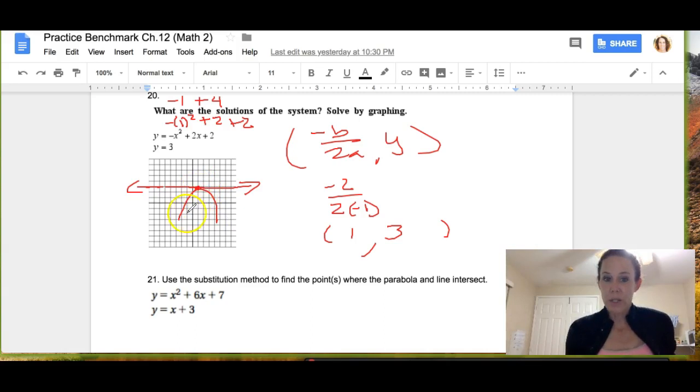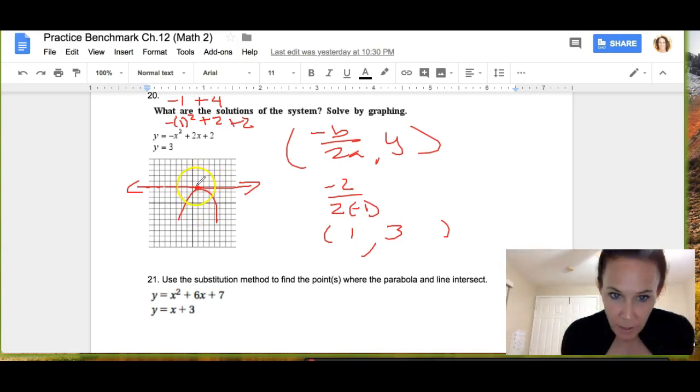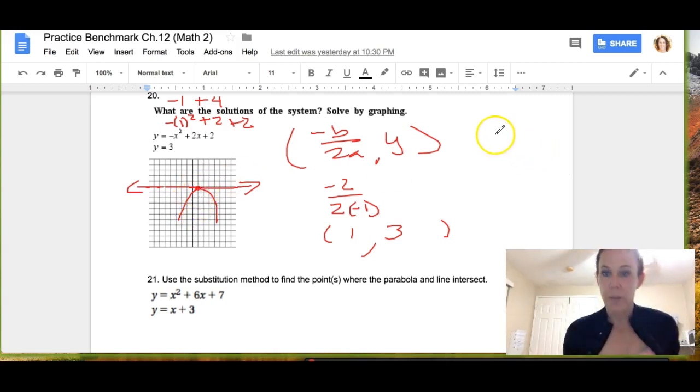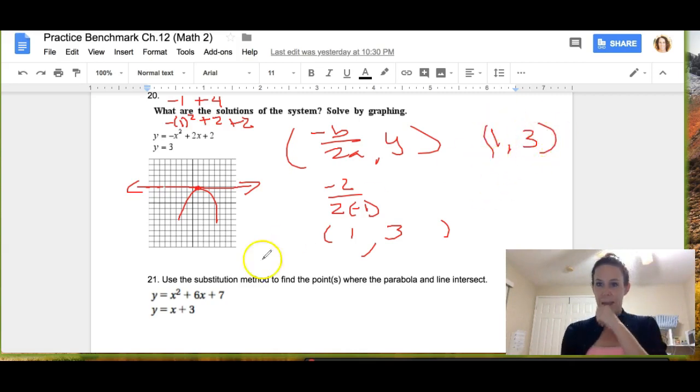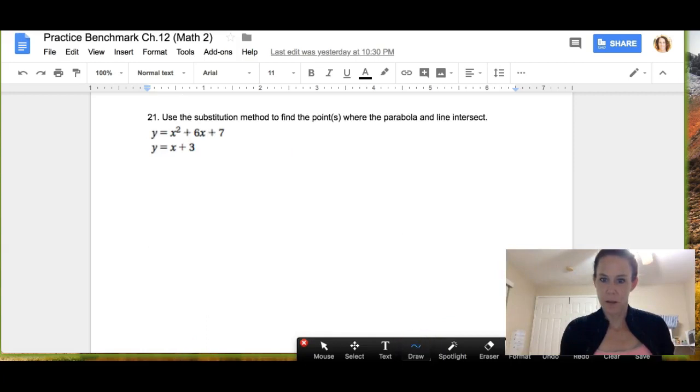So my solution is going to be right here, this point. This is where these two intersect, right there at my vertex. So the point 1, 1, 2, 3. 1 for x, 3 for y. Excuse me. And you're done. Easy peasy. All right, let's look at this one.